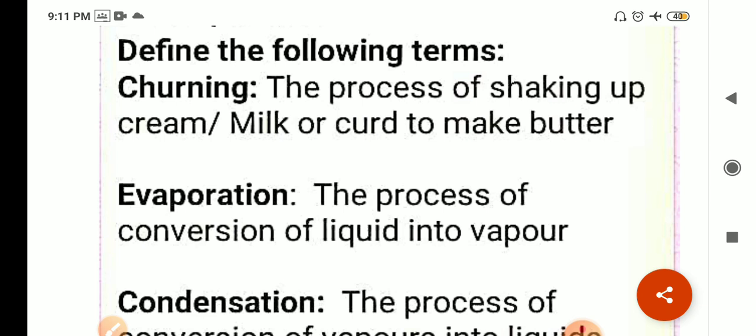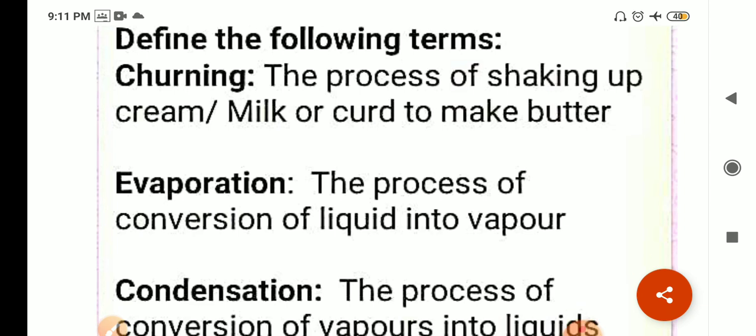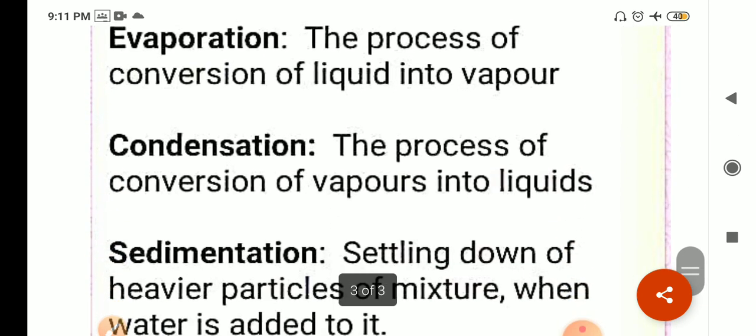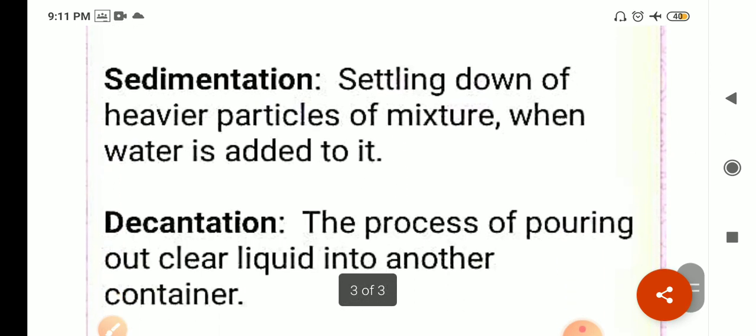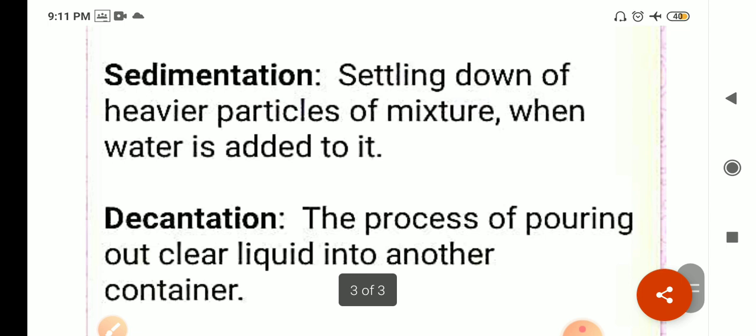Second is evaporation. This is a process of conversion of liquid into the vapor, right? This liquid may be water or the liquid of any other substance. When it converts to its gaseous form, then it is called evaporation. Now next is condensation. Now just the opposite process, the process of conversion of any vapors into the liquid is called condensation.